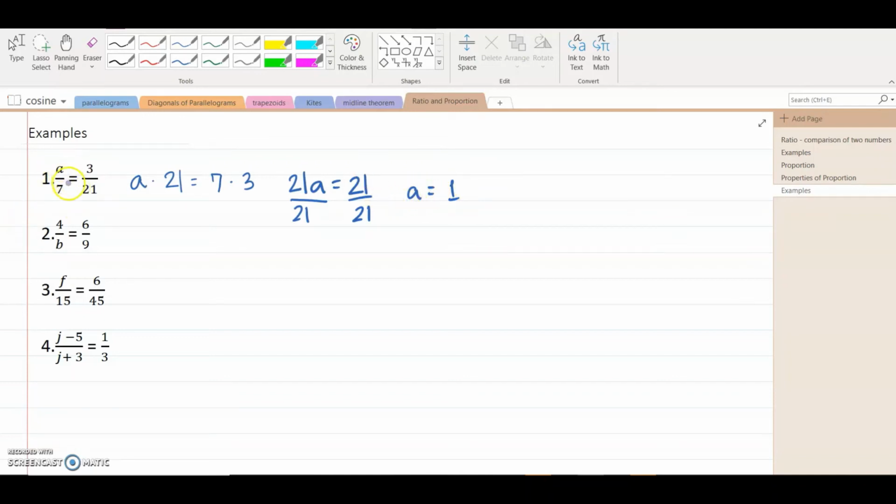So this means that the value of A is 1 for these two ratios to be proportional. Now if we're going to check, the product of the means should be equal to the product of the extremes. So we have A as 1. So 1 times 21 equals 7 times 3, which is also 21. So the answer is 21.